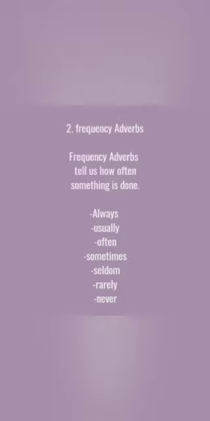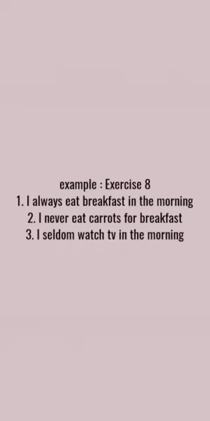And then, frequency adverbs. Frequency adverbs tell us how often something is done. The words in this list are called frequency adverbs. They come between the subject and the simple present verb. Some frequency adverbs can also come at the beginning or at the end of a sentence. The example is exercise 8. Number 1, I always eat breakfast in the morning. Number 2, I never eat carrots for breakfast. Number 3, I seldom watch TV in the morning.